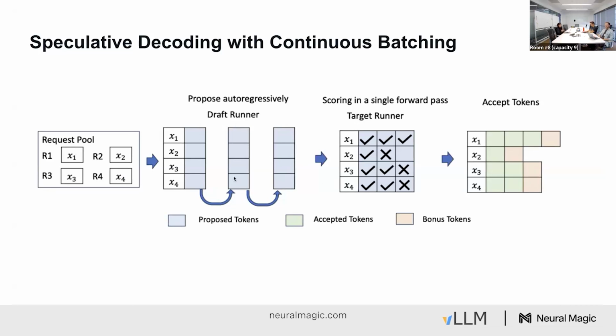As shown in the picture here, given the requests in the request pool, we have a draft runner propose tokens by running the small model auto-regressively, step by step. We send those proposed tokens to the target runner to run the large model. The large model verifies the correctness of those tokens in a single forward pass. And lastly, it decides which tokens are correct, which are incorrect, and which are accepted. It will also generate 1 extra token.